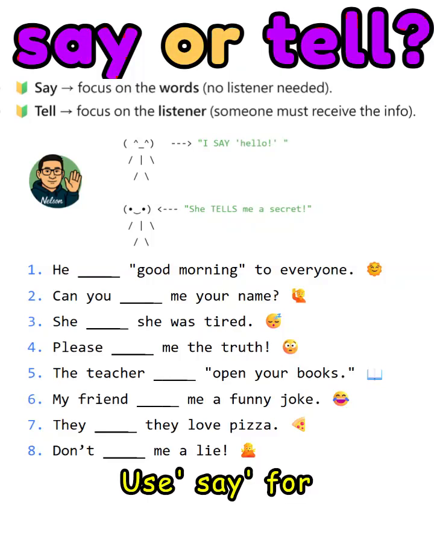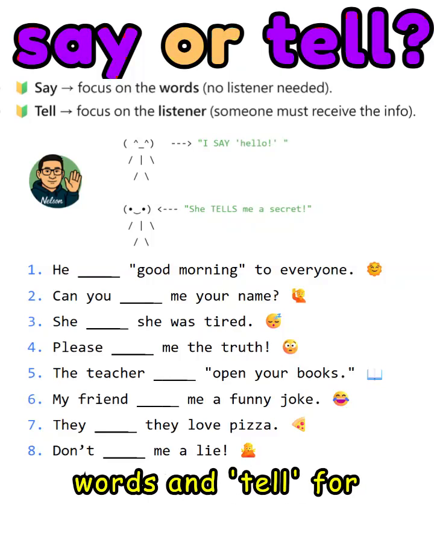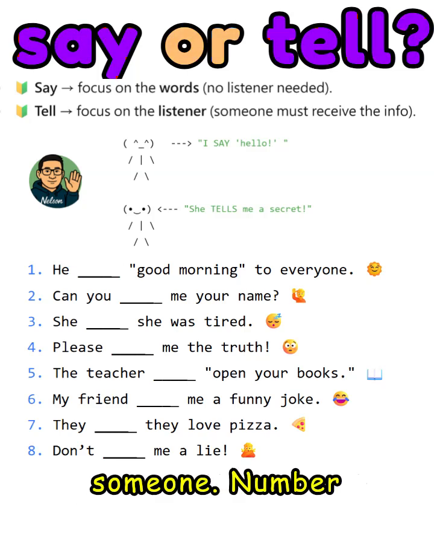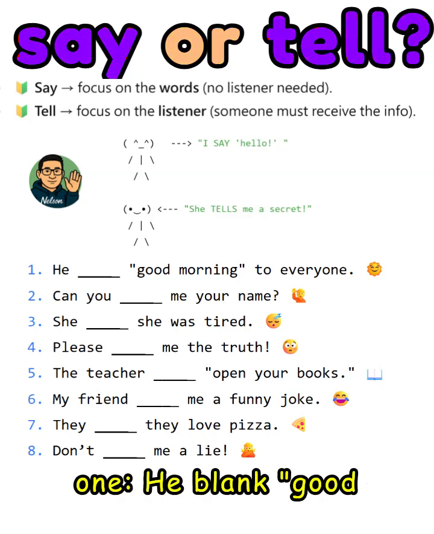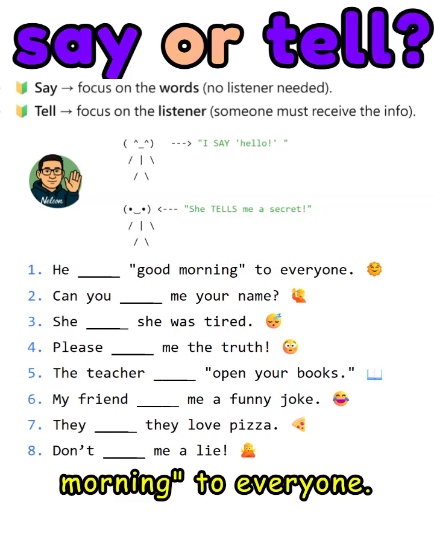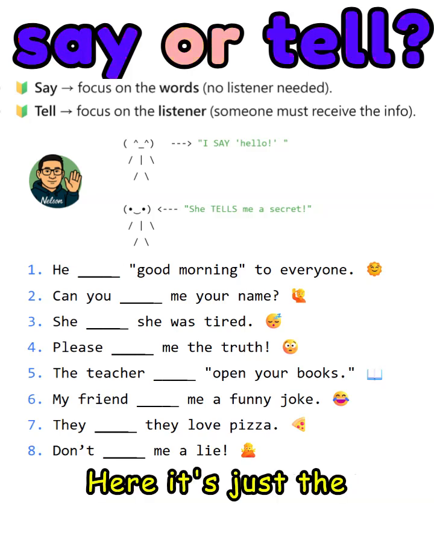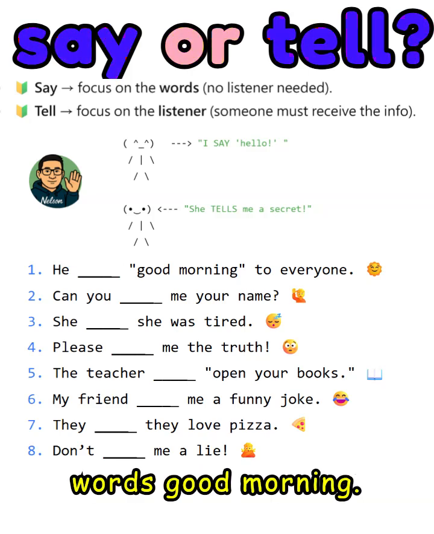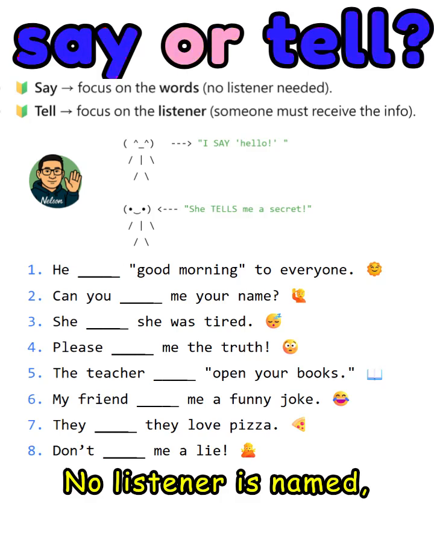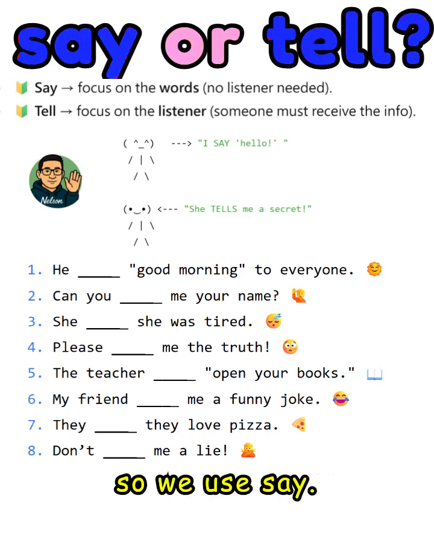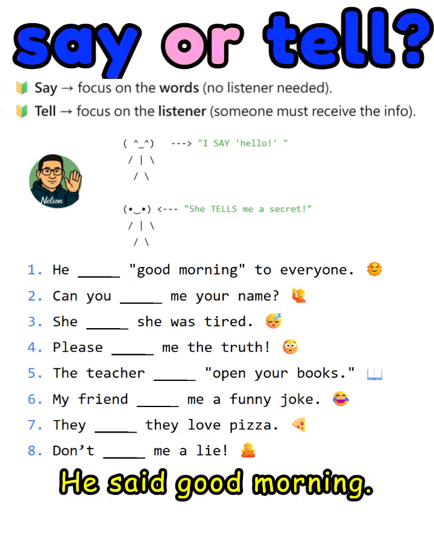Use say for words and tell for giving information to someone. Number one, he blank good morning to everyone. Here it's just the words good morning. No listener is named. So we use say. He said good morning.